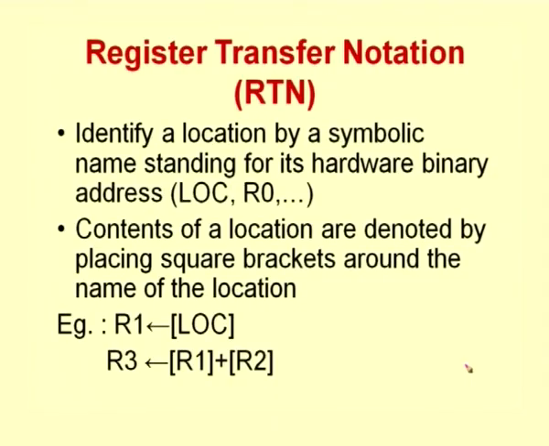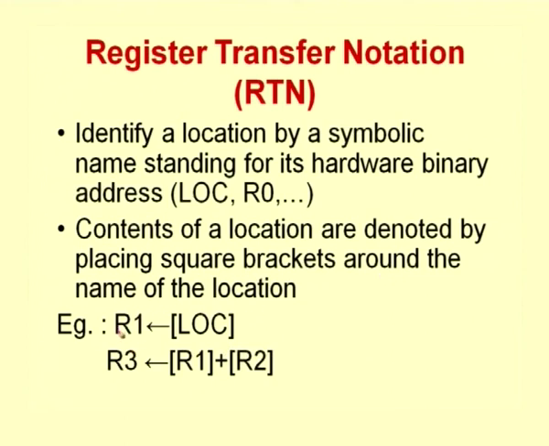Now, when we have these different instructions specified, we normally have certain notations that are used to understand what these instructions do. One of the standard notations that we use is called the register transfer notation. What it does is give you some mechanism by which you can identify a location by a symbolic name standing for its hardware binary address. For instance, you will specify something like location LOC, or R0, where R0 would be the register name that you are using, and so on. The contents of a location are denoted by placing square brackets around the name of the location.